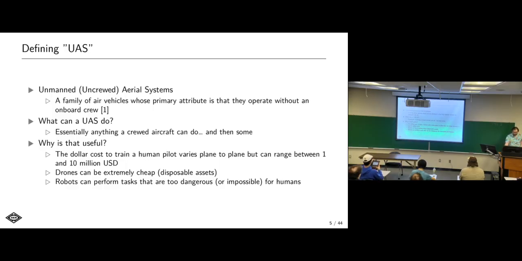And that's pretty useful because for human pilots, the price to train a human pilot varies plane to plane, but between $1 and $10 million kind of captures a lot of what the Air Force does. $1 million for a cargo plane, $10 million for the nice planes. Drones, on the other hand, are extremely cheap. I saw you can get some on Amazon for $9. I don't know if they work, but you can buy them. And the robots can perform tasks that are too dangerous or impossible for humans. That's kind of the big selling point with robotics, always has been.